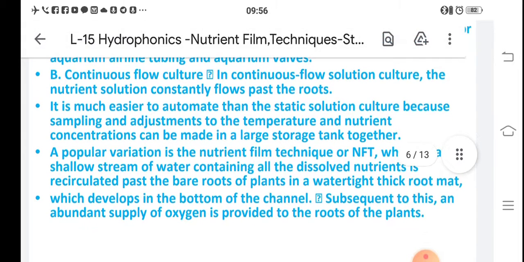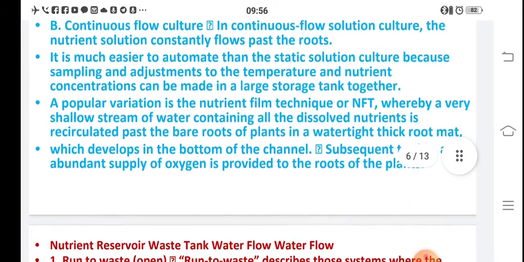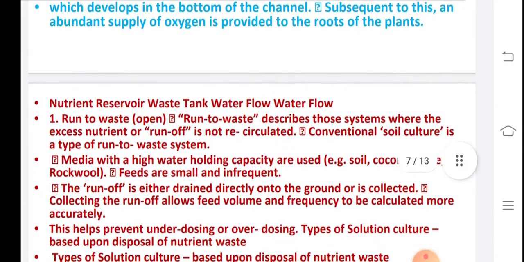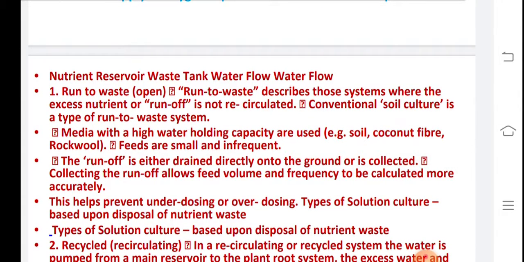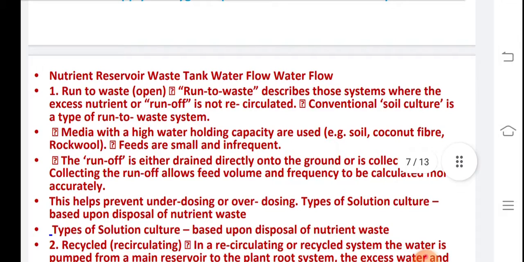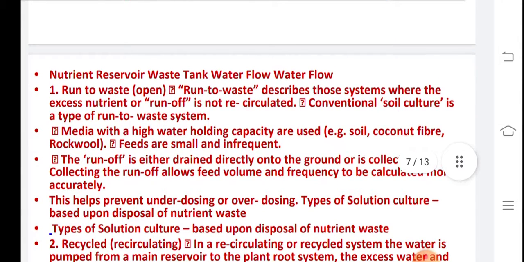A popular variation is the nutrient film technique, that is NFT, which shows shallow water streams with dissolved nutrients. One thing to remember here: the nutrients given are water soluble, right? In the market nowadays these are specially separated. Then the nutrient reservoir and waste tank, the water flows and generally runs to waste. The excess nutrient or runoff is recirculated, which is important.